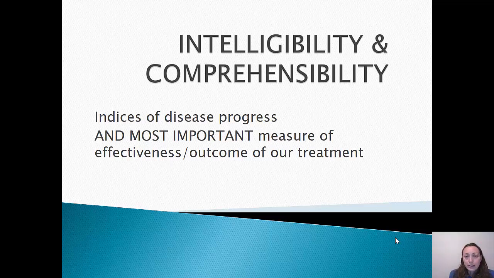So, intelligibility and comprehensibility are a part of every motor speech assessment. They're going to give us some of the most important measures of communication effectiveness in the real world and outcomes for our treatment. So, big picture, here we go.